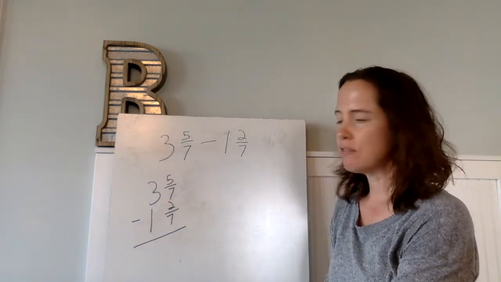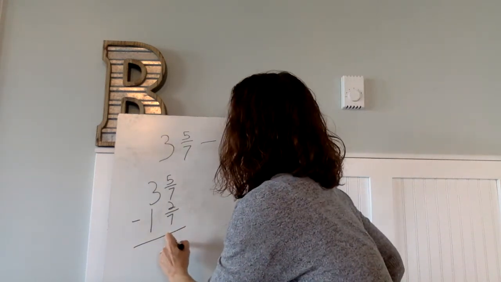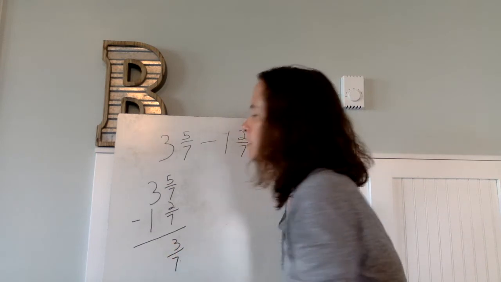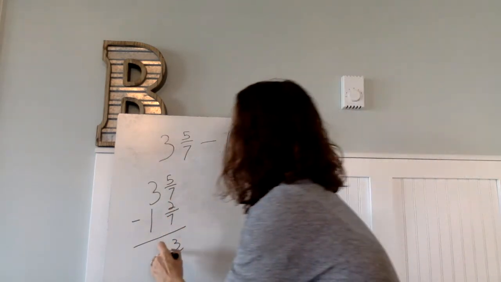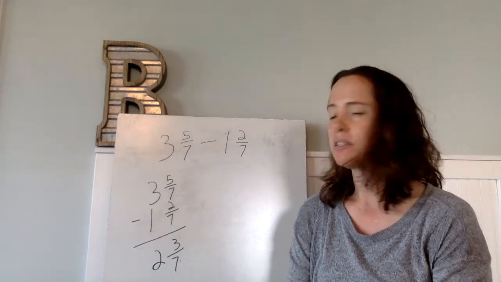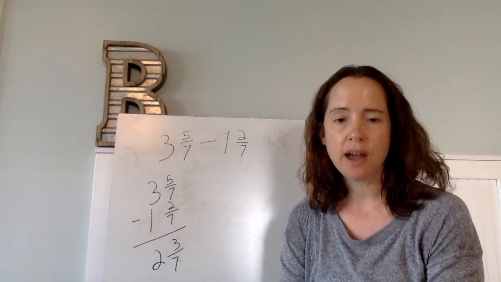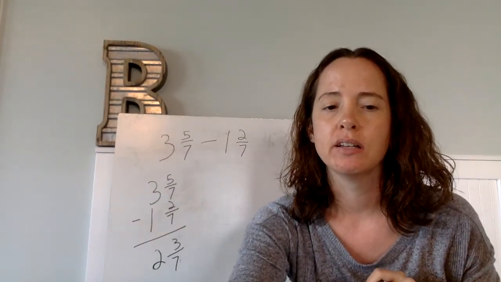Start with the fractions first. 5/7 minus 2/7 is 3/7. And then we go to our whole numbers. 3 minus 1 is 2. So we have 2 and 3/7. This is an example of how to subtract mixed numbers without using visuals.